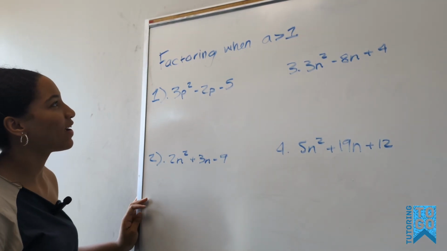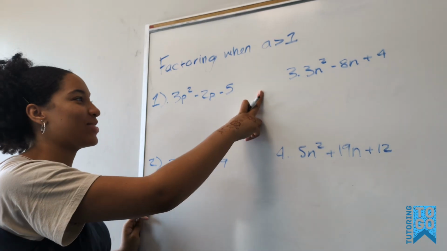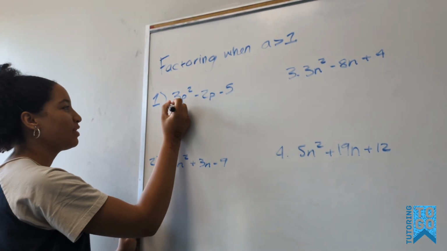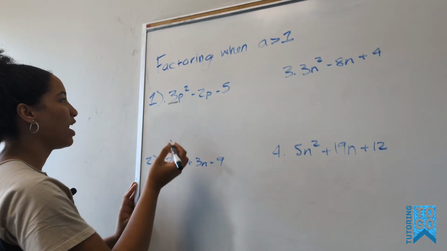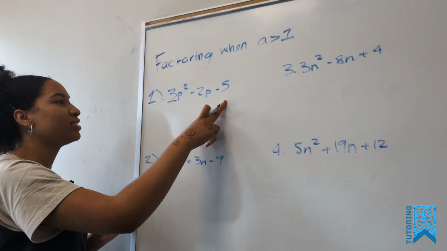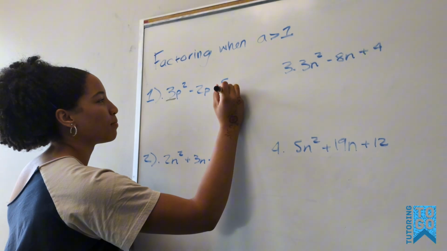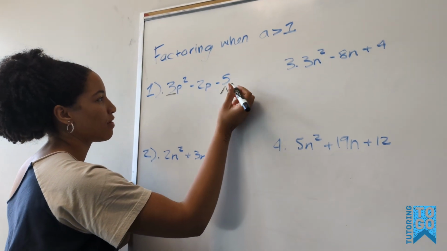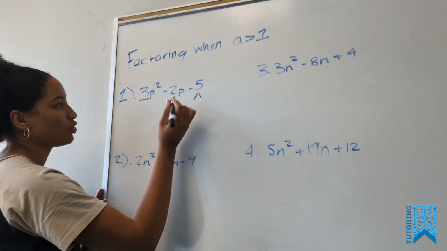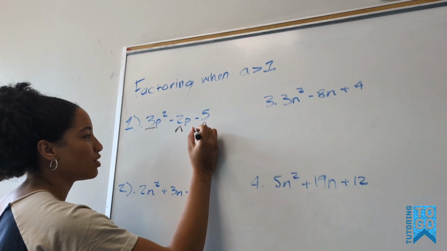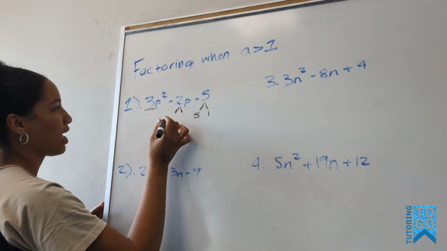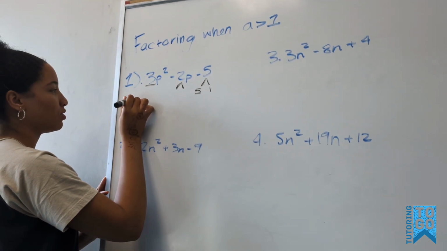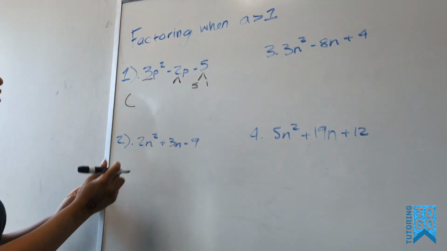So now we're going to do factoring when a is greater than 1. Here, the coefficient is 3 instead of just 1. So first, you're still going to find what you can multiply to get -5 and add or subtract to get -2p. With 5, there's only one possible multiplication to get 5, so 5 and 1. And then we're going to put it into the equation.